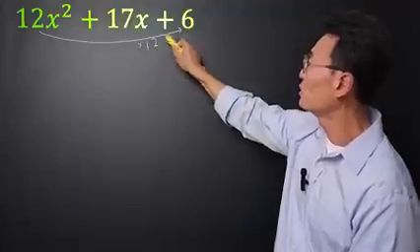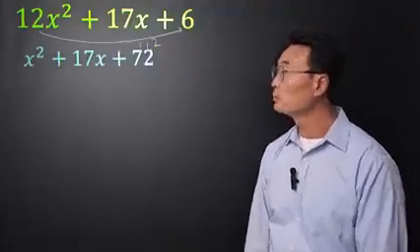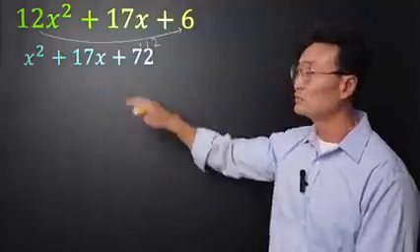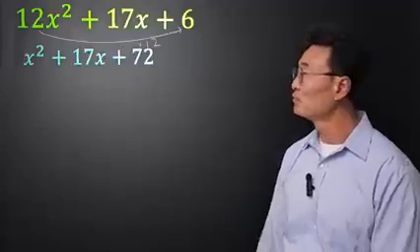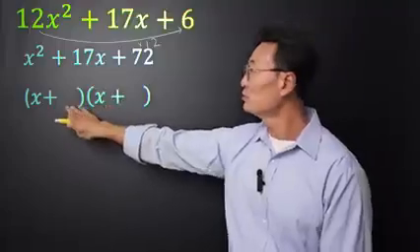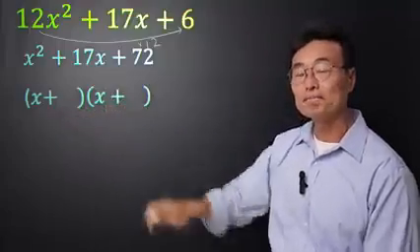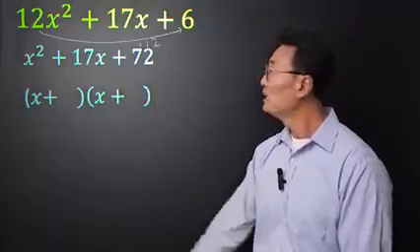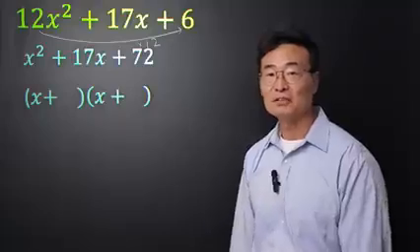So we go 12 times 6. And the expression becomes x squared plus 17x plus 72. Next, we're just going to factor this. To factor this, we have x plus and x plus. And to find out the two numbers that go in here, we need to find two numbers that multiply to 72 and add up to 17.